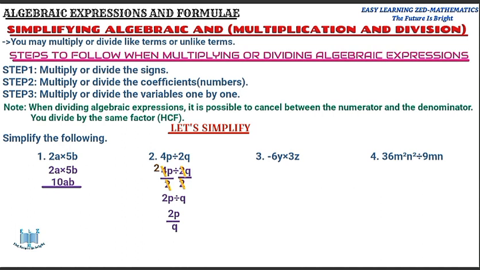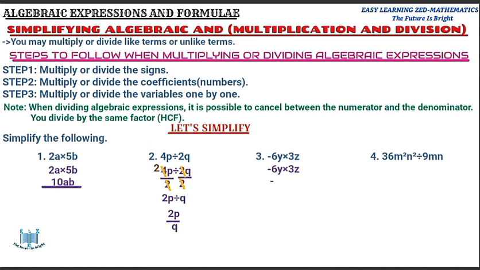Question 3, we have got negative 6y multiplied by 3z. Then we are going to write it down there. Then what we're going to do is multiply the signs first. So negative multiplied by positive, remember 3 is a positive and negative 6 is a negative. So negative multiplied by a positive will give us a negative.